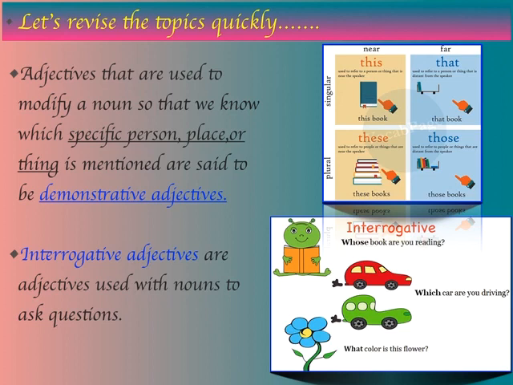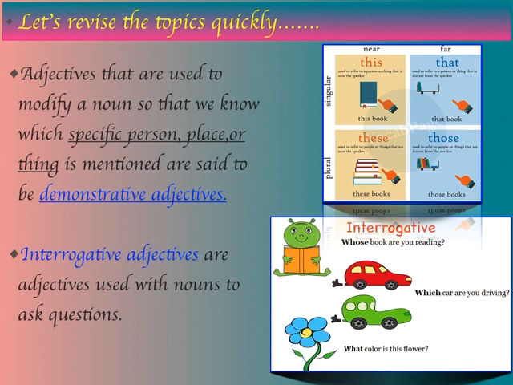In the same way, second one, which car are you driving? Here the word which is describing the car and it is also used to ask the question. And in the last one, what color is this flower? Here the word what is describing the noun color, so it is a describing word and also it is used to ask a question. So what is also an interrogative adjective.